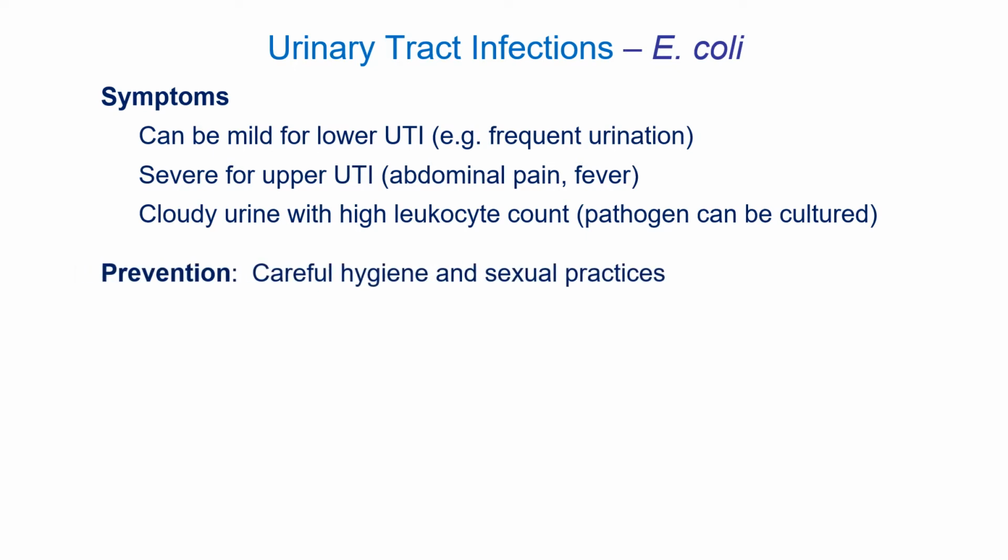So prevention: hygiene mostly, careful sexual practices, like I said, teaching girls which direction to wipe, and having a good practice of people urinating after having sexual intercourse.